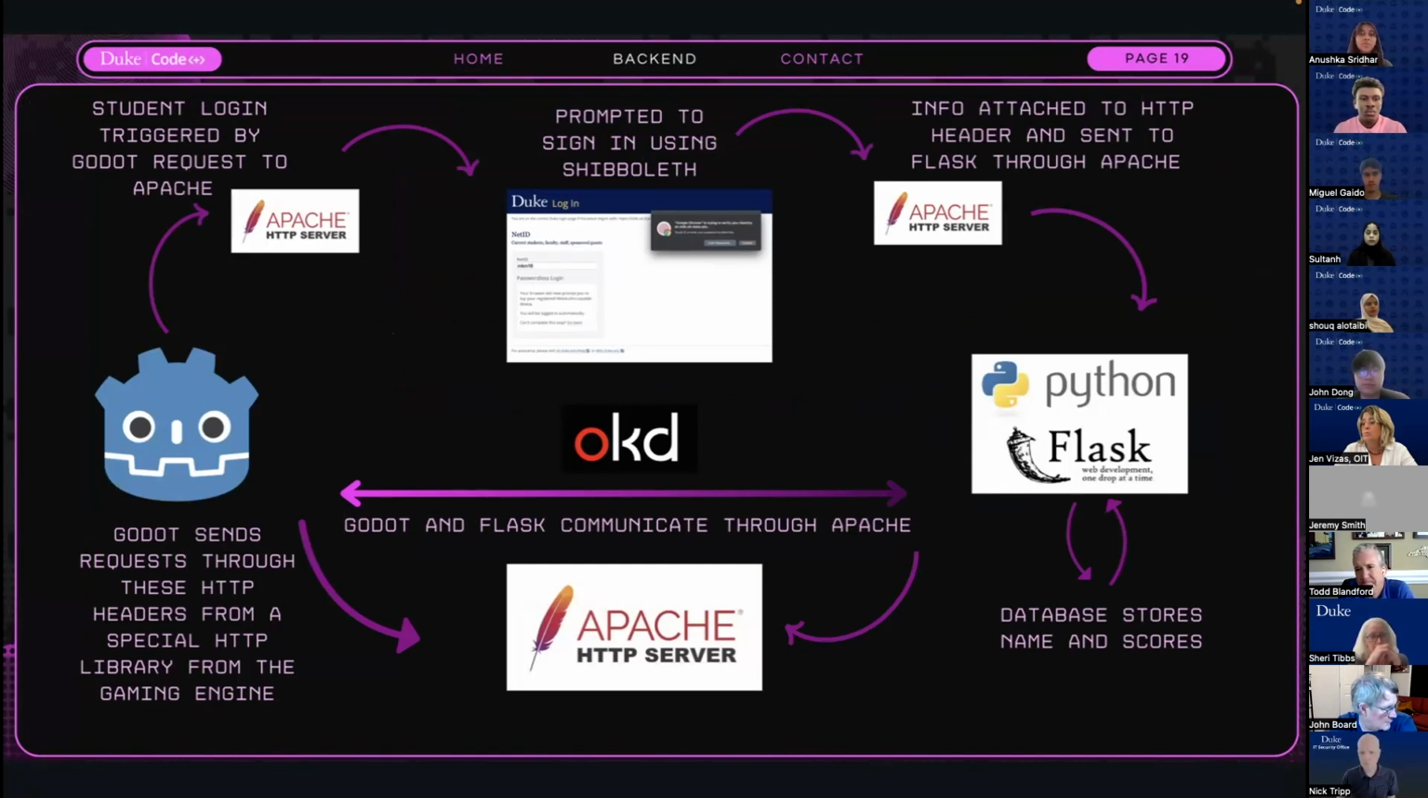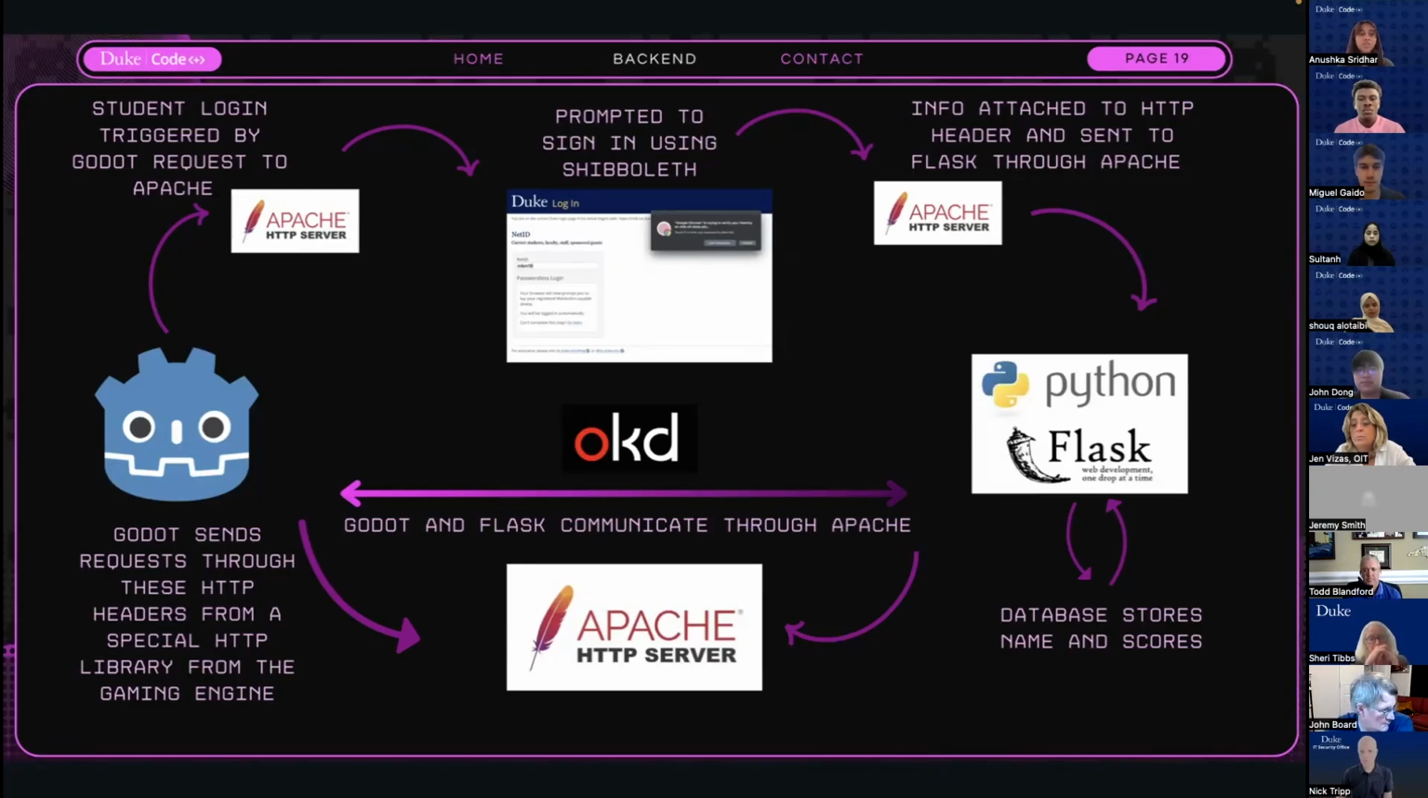So the flow of how things work between our front end and our back end is when the user is prompted to log in on the main page in Godot, they'll be prompted to sign in using Shibboleth. And when they sign in using Shibboleth and their credentials are authenticated, the information is attached to HTTP headers and sent through Apache to our backend. And for our backend, we decided to use the Python Flask package as well as SQL Alchemy to make a database to store the name as well as the scores. So within Flask, we're able to extract the first and last name from the Shib login and store that information.